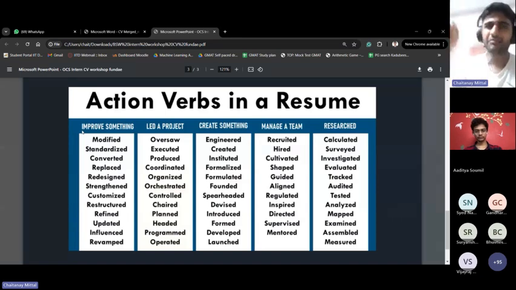It looks pretty bad if there are continuously 3 to 4 lines which start with the same word. So make sure that your word usage is diverse and you don't repeat these impact words again and again. That's why this is a very large list, and you can choose according to the situation.